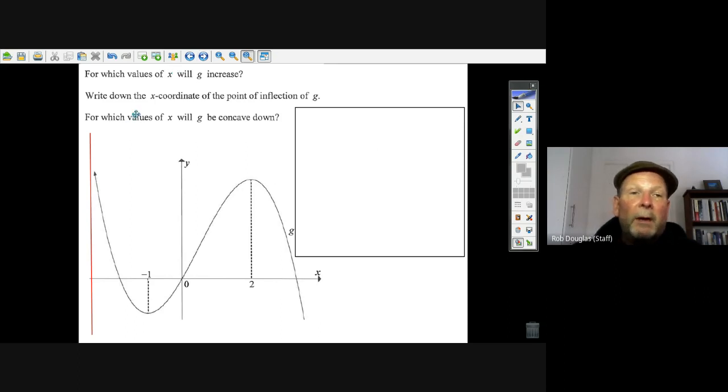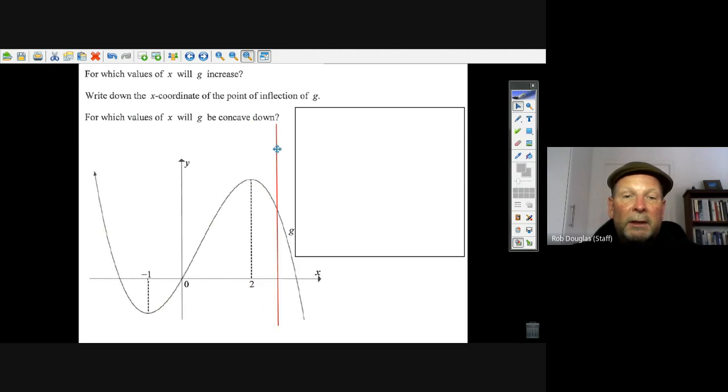Okay. The first question is, for which values of x will this function g increase? Well, I got a couple of different ways of looking at it. I think I like to take this vertical line and pass it through. As I'm moving from left to right here, look at g's getting smaller and smaller and smaller. That's as small as it gets. And then it's getting bigger and bigger. It's increasing, and then it stops increasing right here. And it starts to decrease.